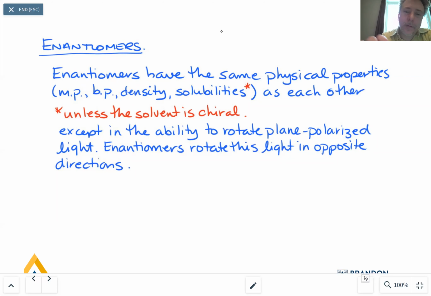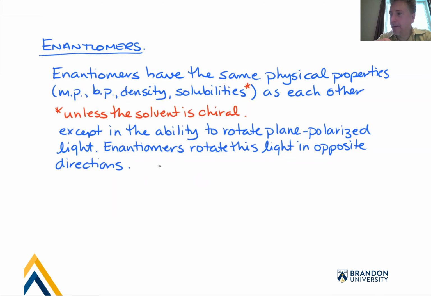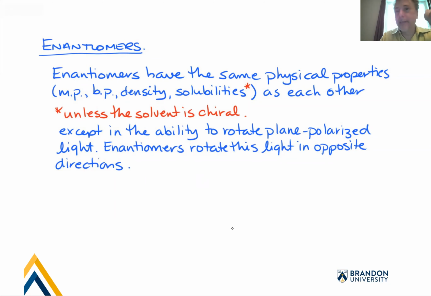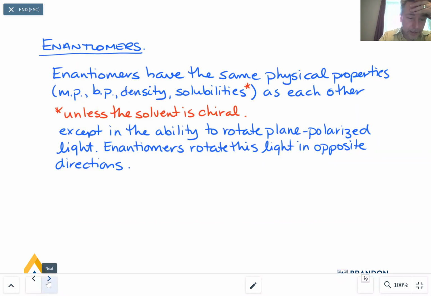The main difference about what enantiomers do, the main physical property that they have, is their ability to rotate plane polarized light. So each enantiomer is actually going to rotate plane polarized light by the same amount, but in opposite directions. So way back at the start of this class, we talked about plus lactic acid and minus lactic acid. And what that plus and that minus means is that one is rotating plane polarized light clockwise and one is rotating it counterclockwise. But what do we mean by plane polarized light?